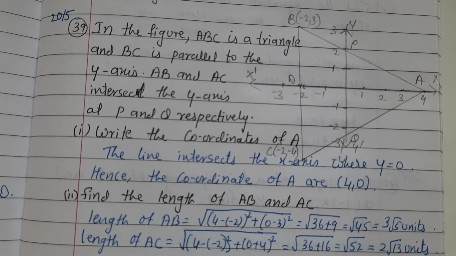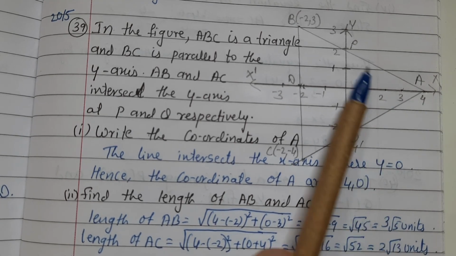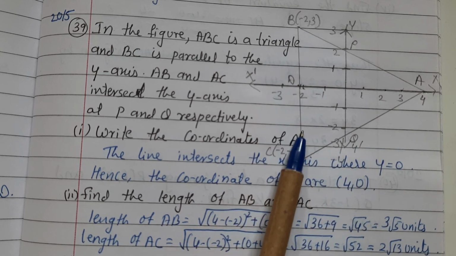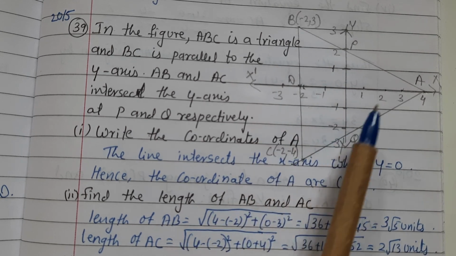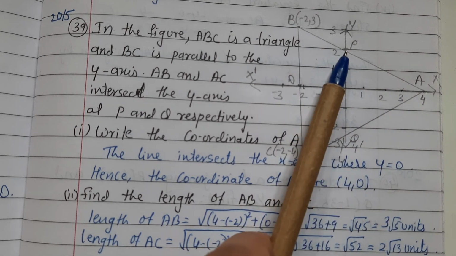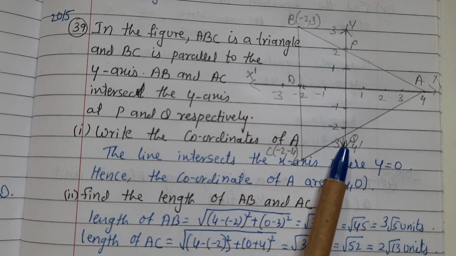Sum number 39. In the figure, ABC is a triangle. BC is parallel to the y-axis. AB and AC intersect the y-axis at P and Q respectively.